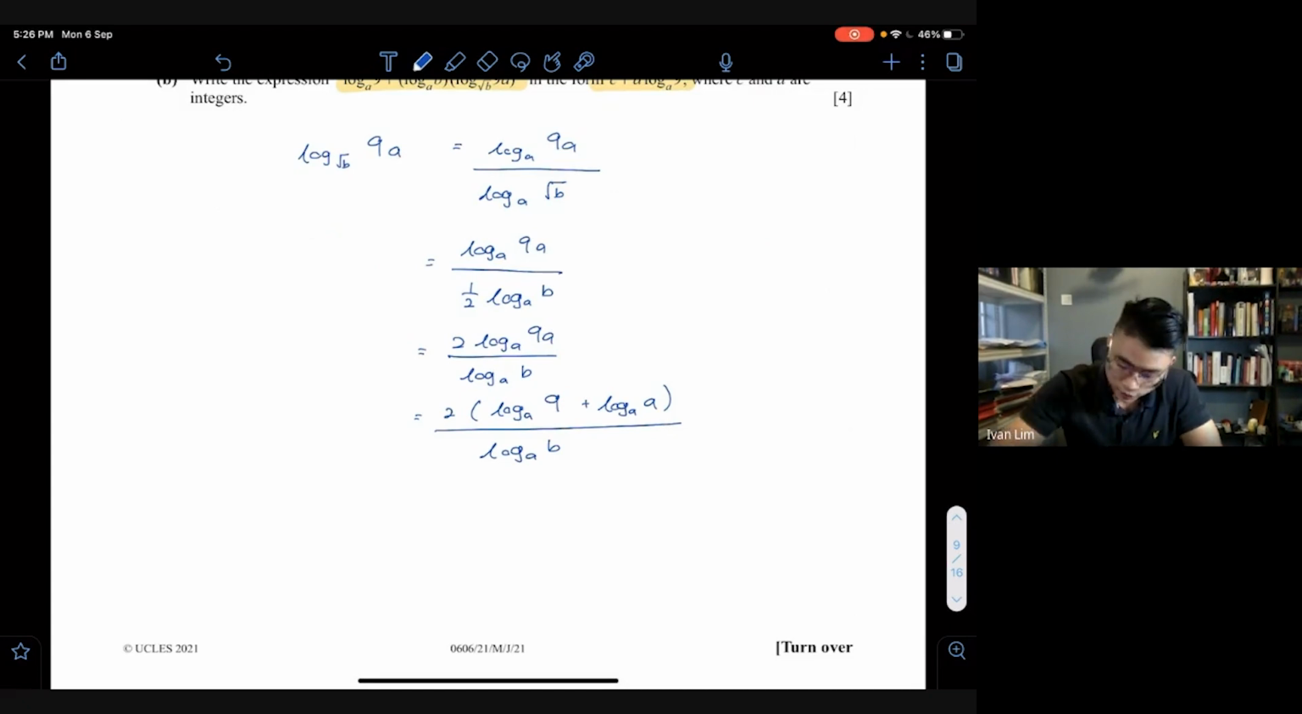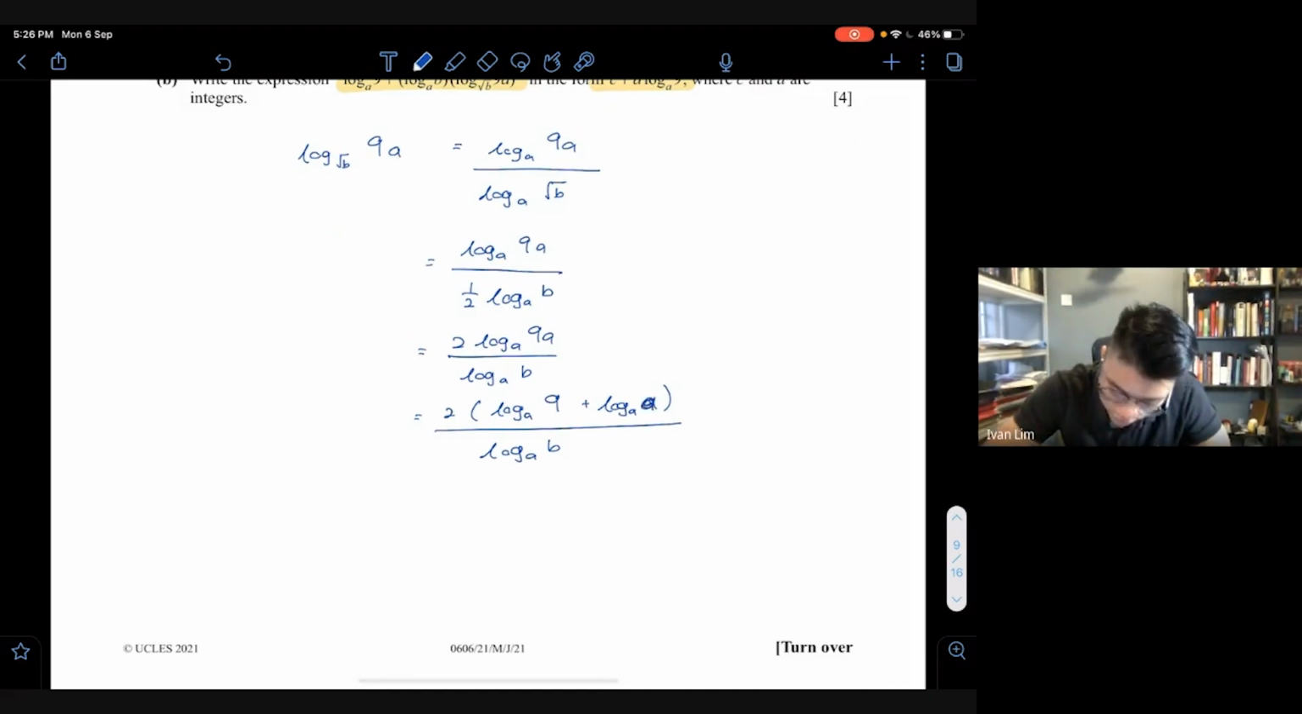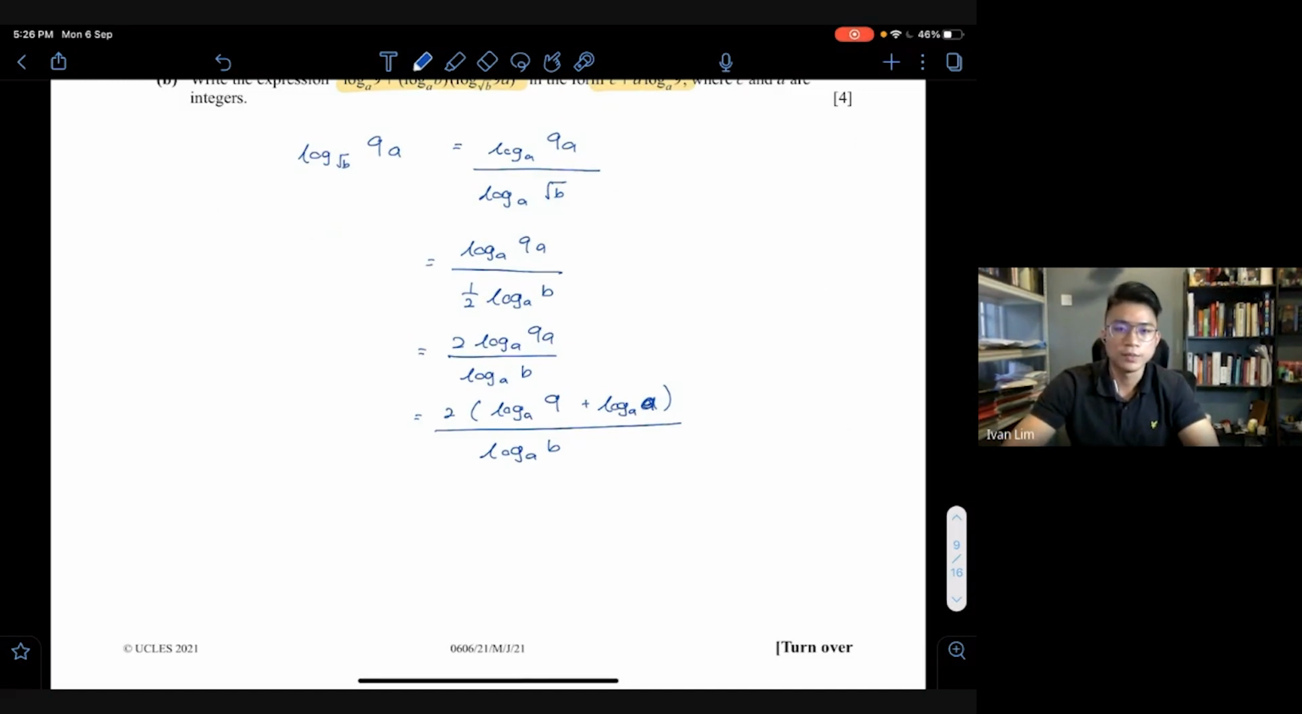Okay, gotta be careful with the writing also. You see my A and my 9 also look like the same. Okay, so log AA will be equals to 1. So here will be 2 log A9 plus 2 over log AB. Okay, so you simplify until here, you get 3 marks already.